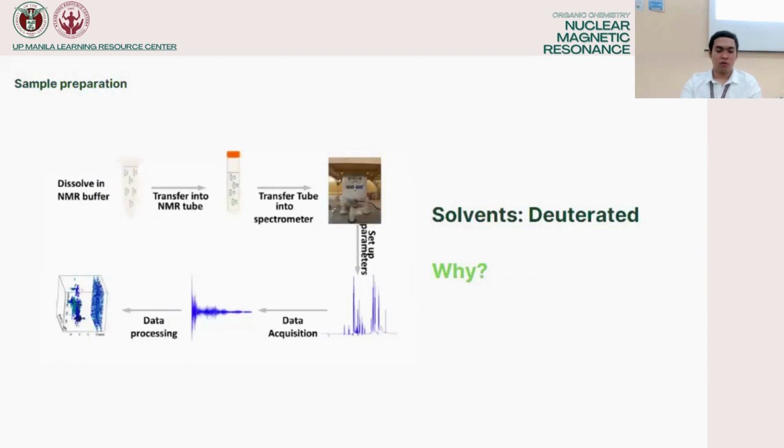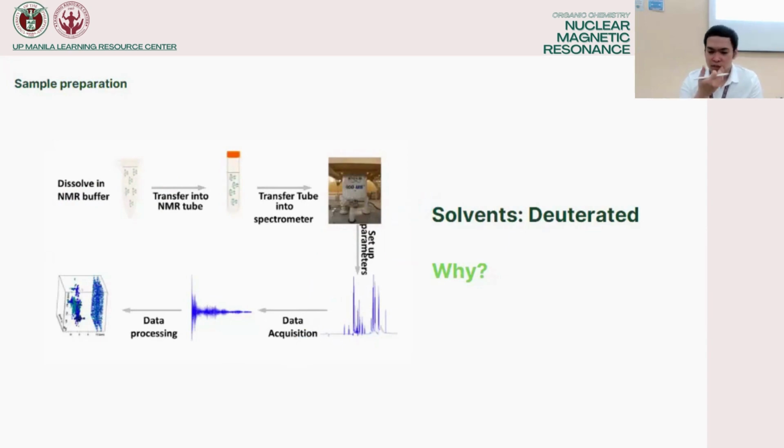So this is another simple schematic for NMR. You dissolve it in a buffer and then transfer it to the spectrometer. Set up the parameters: magnetic field strength, intensity, etc. But only the magnetic field strength is the magnetic field. And then data. The solvents used are deuterated.